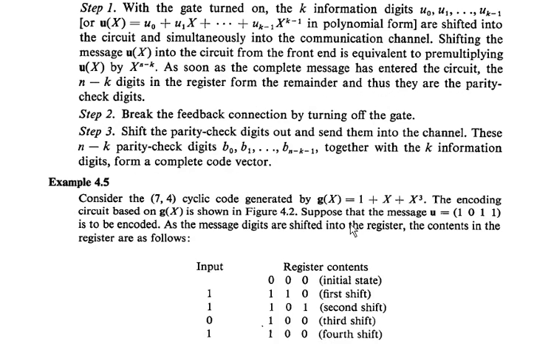Shifting the message u of x into the circuit from the front end is equivalent to pre-multiplying u of x by x raised to n minus k. As soon as the complete message has entered the circuit, the n minus k digits in the register form the remainder, and thus they are the parity check bits. Break the feedback connection by turning off the gate, shift the parity check bits out and send them into the channel. These n minus k parity check bits b0, b1 up to bn minus k minus 1, together with the k information digits, form a complete code vector.